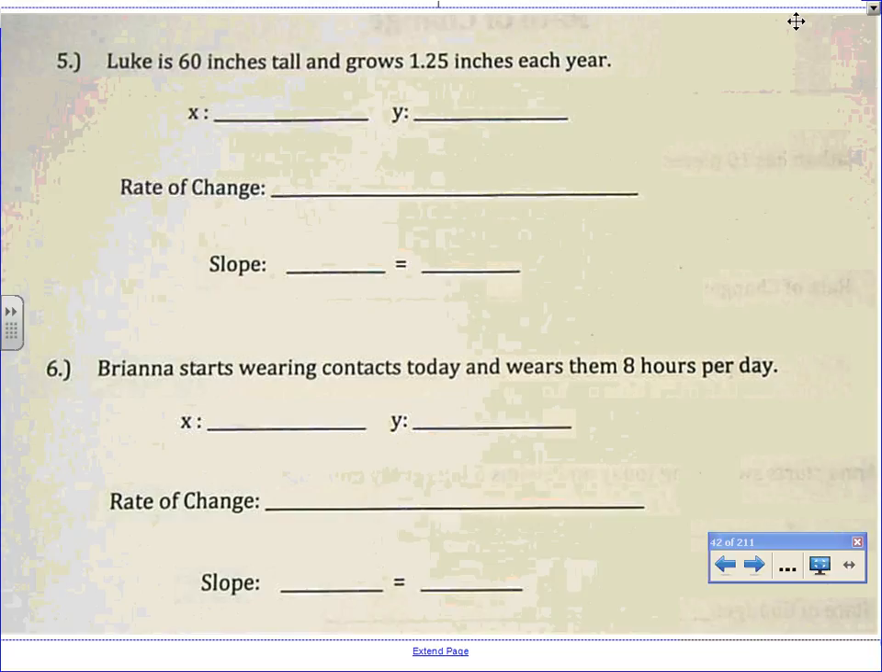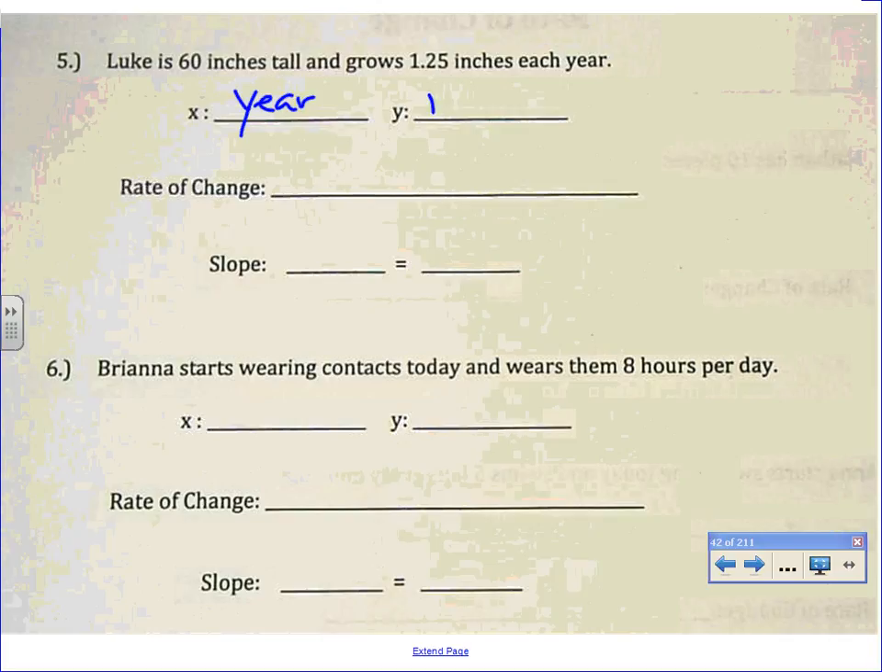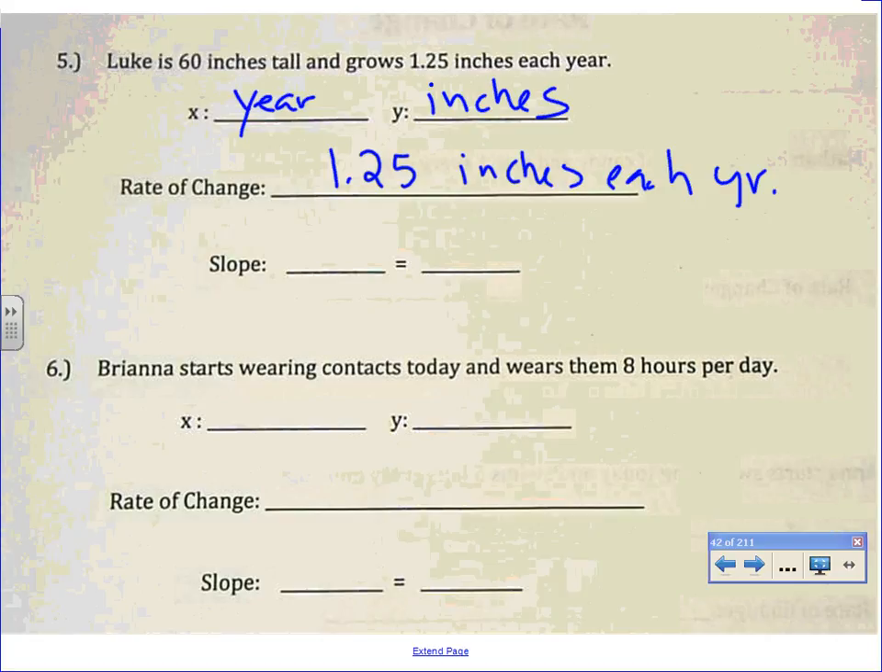All right, let's go over these. Let's see. Anyone like to tell us the whole number 5? Gigi, go ahead. Good. X is year, Y is inches. Okay, keep going. So you start with 1.25 inches for every 1 year.